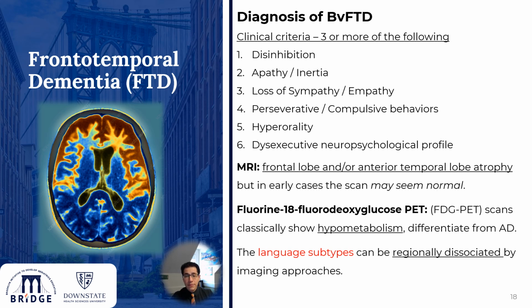The language subtypes can be regionally dissociated by imaging approaches. So the non-fluent variant will more affect the frontal side, and the semantic variant will more affect the posterior parts of the temporal lobe.